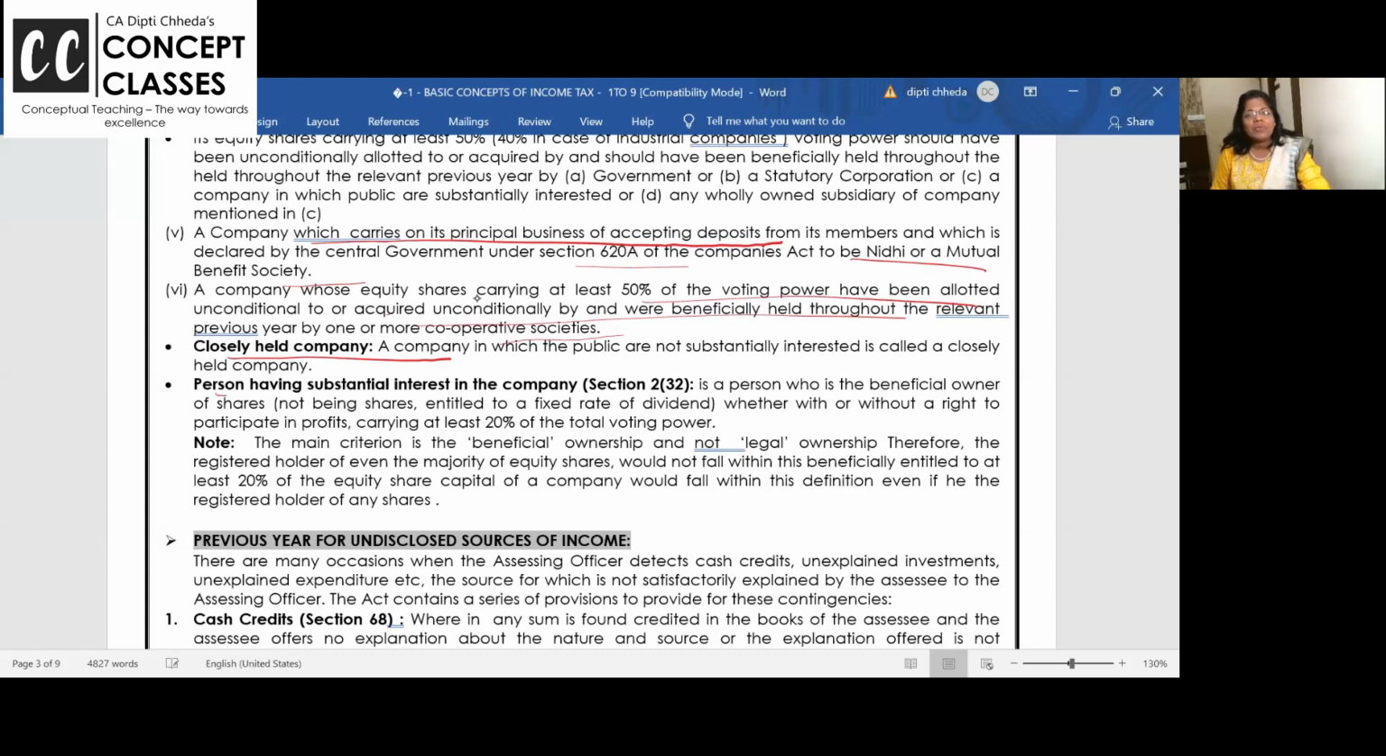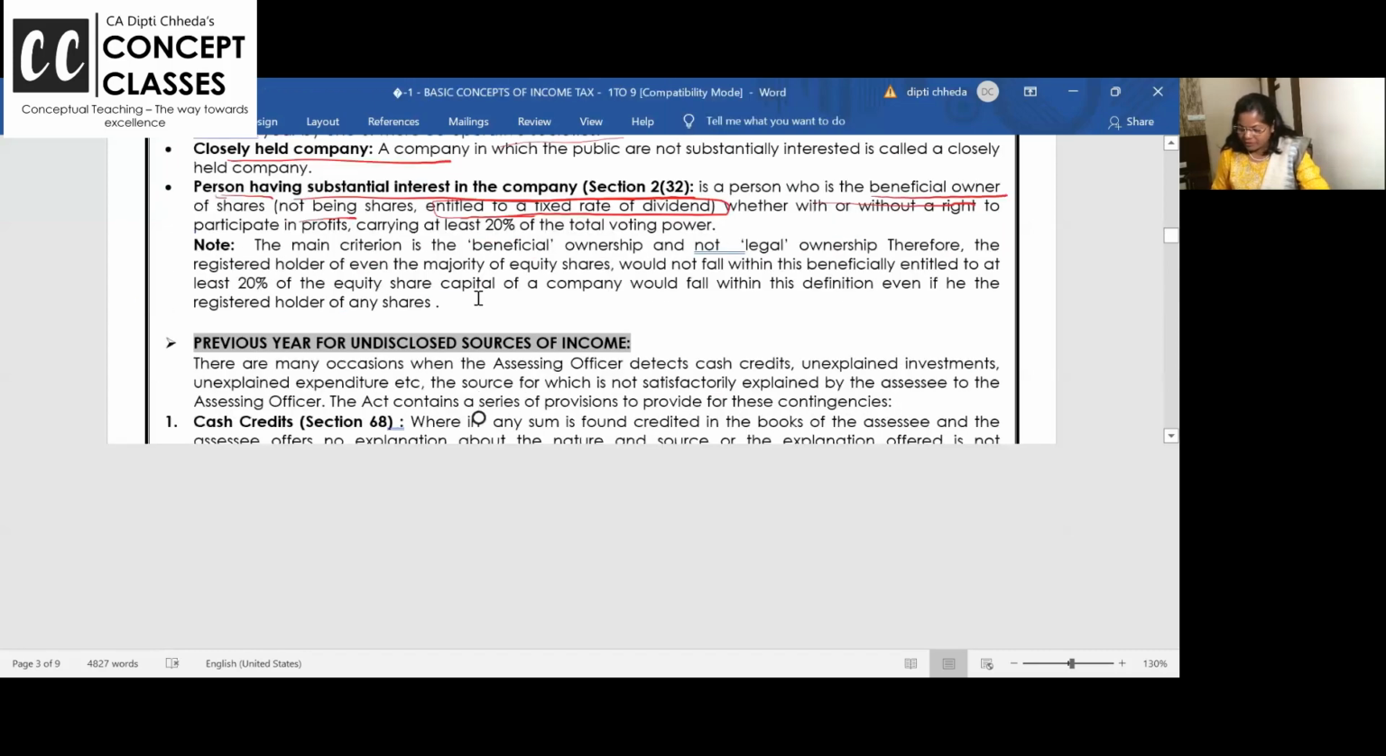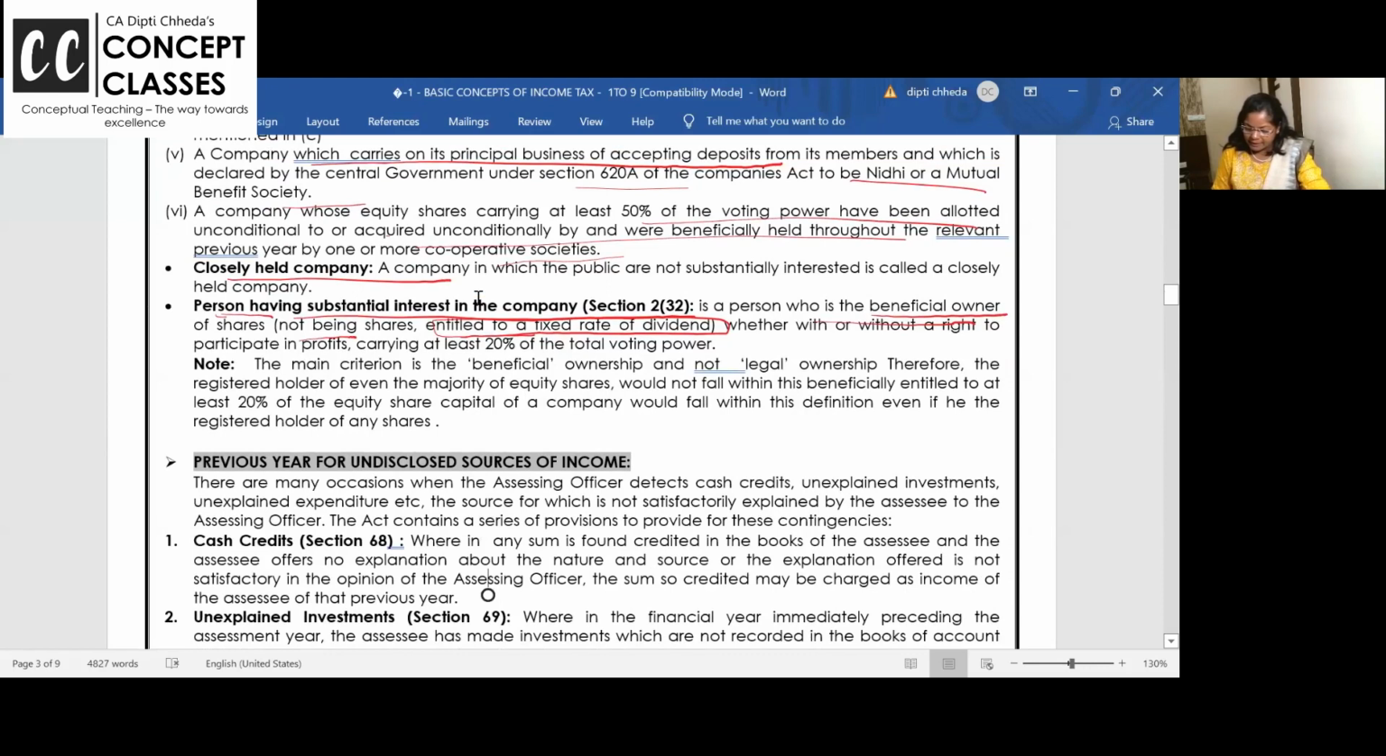And the last definition for today. A person, I hope you remember who is a person, individual and all, having substantial interest in a company. How do you say this person has good interest in a company? If he is a beneficial owner, with or without right to participate in profits, of at least 20% of the voting power. I'll give an example. If you want, you can write it here. Mr. X has got 30% share of a company. Does he have voting right above 20%? Does he have major or substantial interest in the company? Answer is yes.